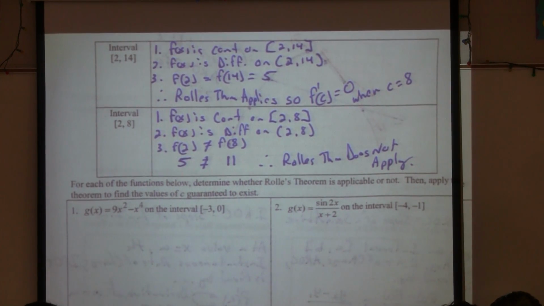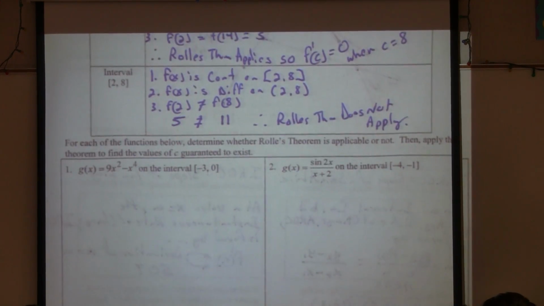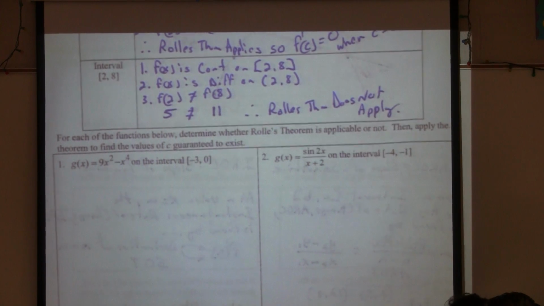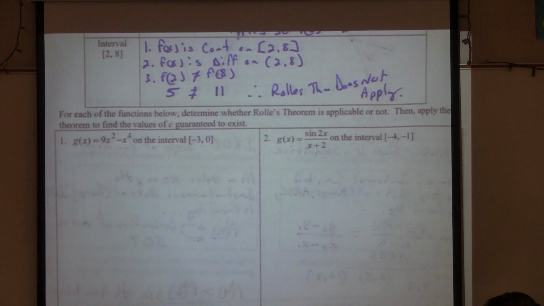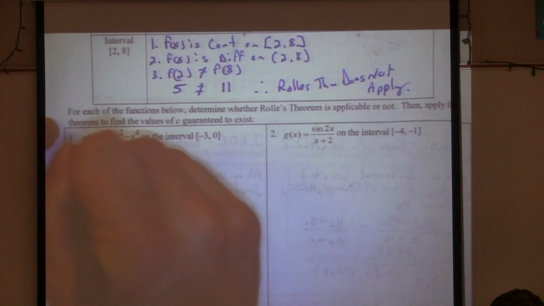Alright, wanna try one? So for each of the functions below, determine whether Rolle's theorem is applicable or not, then apply the theorem to find the values of C guaranteed to exist, okay? So only if it applies are we gonna find the values, obviously, right? So let's look at this first one. First thing we check for is what? Continuity.